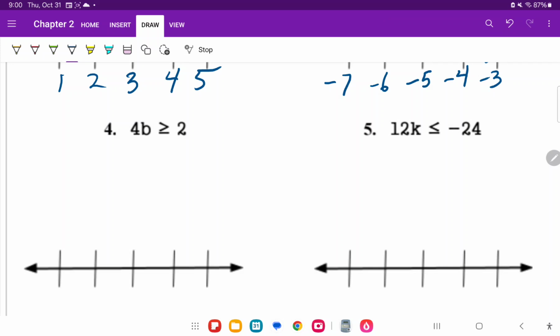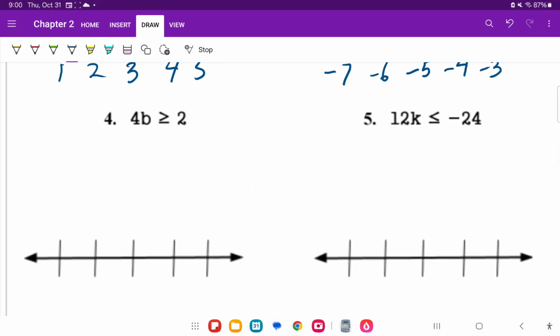Okay, let's finish this right here, the 4, 5, and 6. So let's go to Logan. On number 4, right? We need to get the B all alone. So what are we going to do? Divide by what? Correct. So divide by 4 over here on the left and over there on the right. So then what happens when I do that? What do I get? That cancels out. So we're left with B.